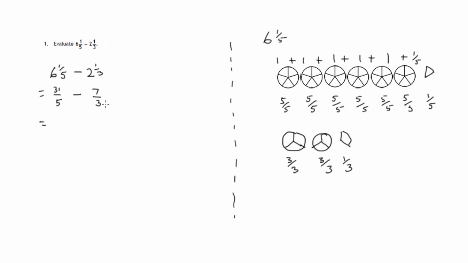Now, how do we subtract thirds from fifths? The answer is we don't. We change them to 15ths. 3 fives are 15. 3 times 31 is 93.